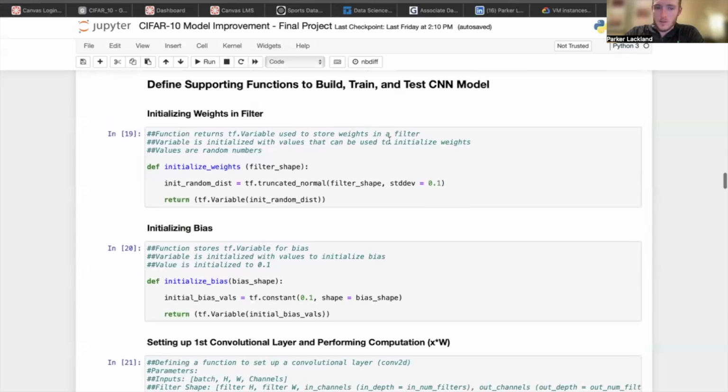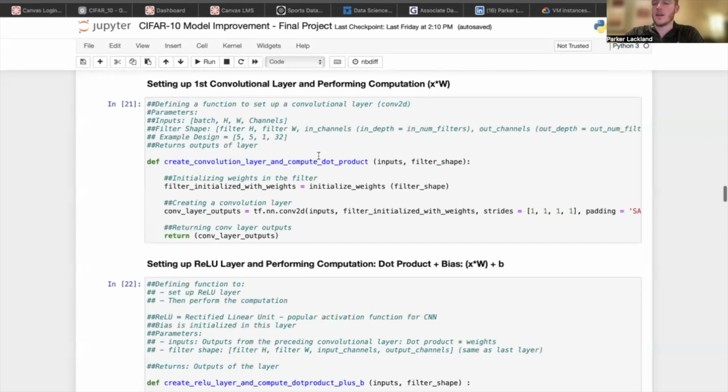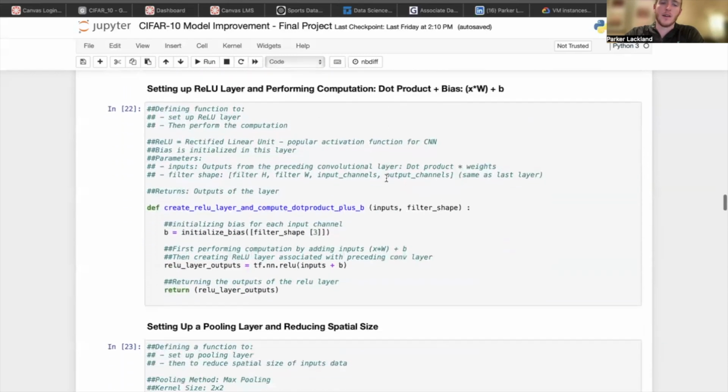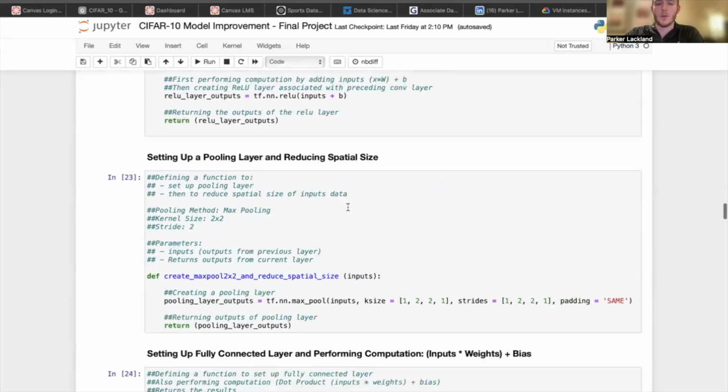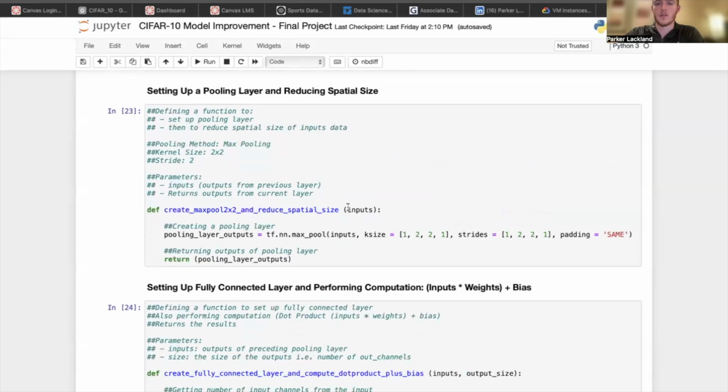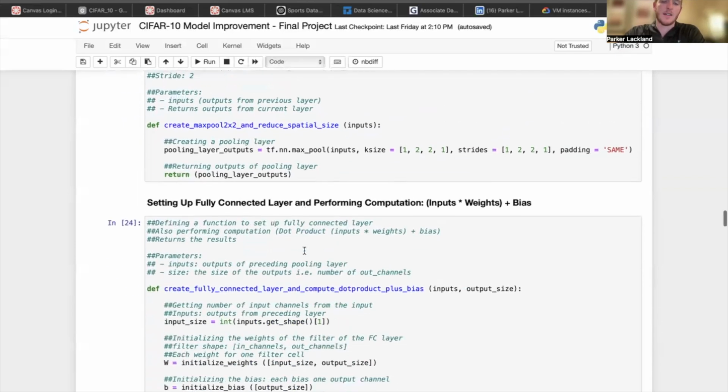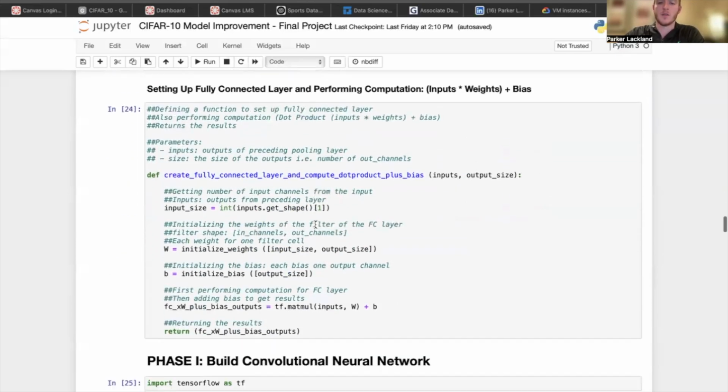The same functions were set up and initialized to help build, train, and test our CNN model. The weights for each filter were initialized, the bias was initialized, the convolutional layers, the ReLU layer, which is the activation function, again, to help perform our dot product computation. Then the pooling layers were created to help reduce the spatial size, and the fully connected layers were used to help finish that computation and add the bias to the equation during our algorithm.